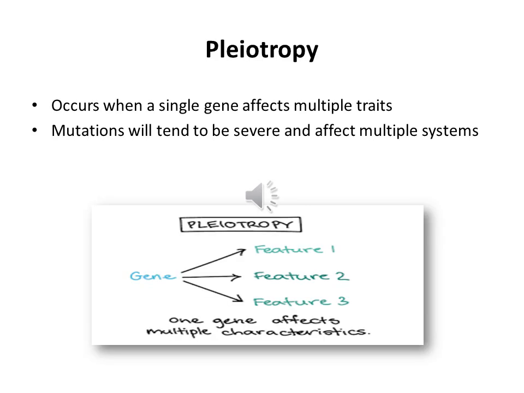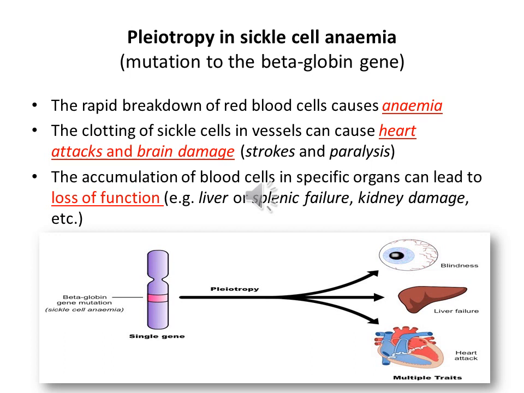Pleiotropy occurs when one gene influences two or more seemingly unrelated phenotypic traits. Some examples of pleiotropy are sickle cell anemia, phenylketonuria that I will talk about later, and schizophrenia. For example, beta-globin gene mutation in sickle cell anemia will cause production of abnormally shaped RBCs, leading to RBC breakdown, anemia, blood clotting, and different symptoms such as heart attack, stroke, kidney damage, and splenic or liver infarction.